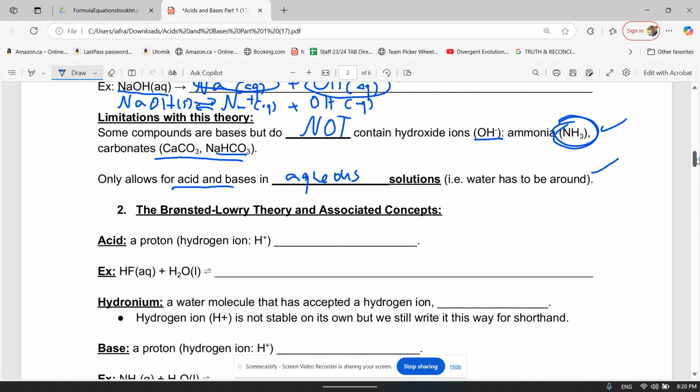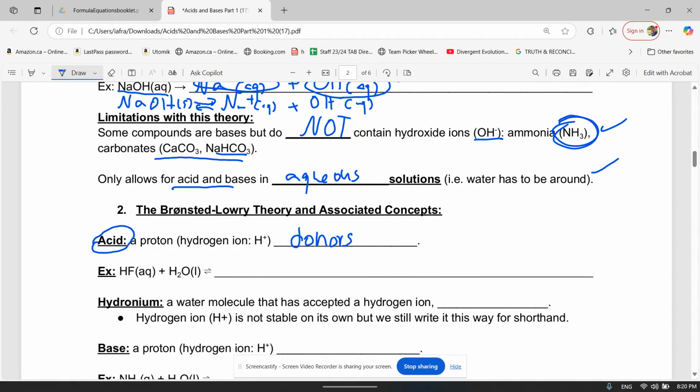But in grade 12, we're going to take a look at the Bronsted-Lowry theory of acids and bases, and we're going to take a look at all those associated concepts. So we're going to start defining acids as proton donors.